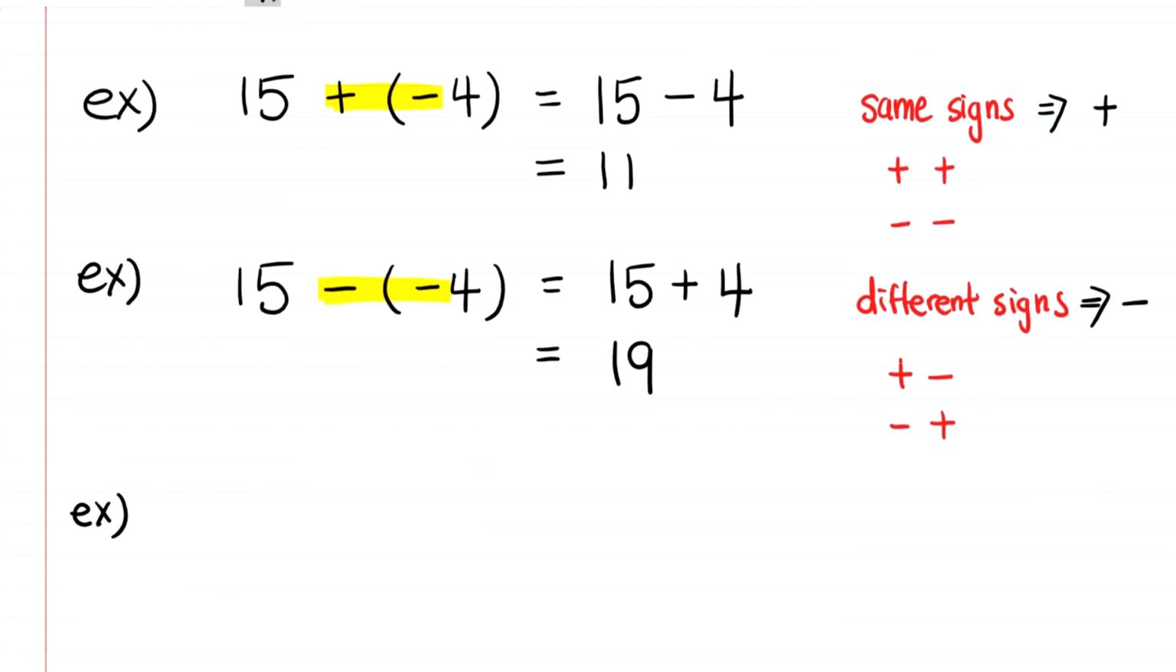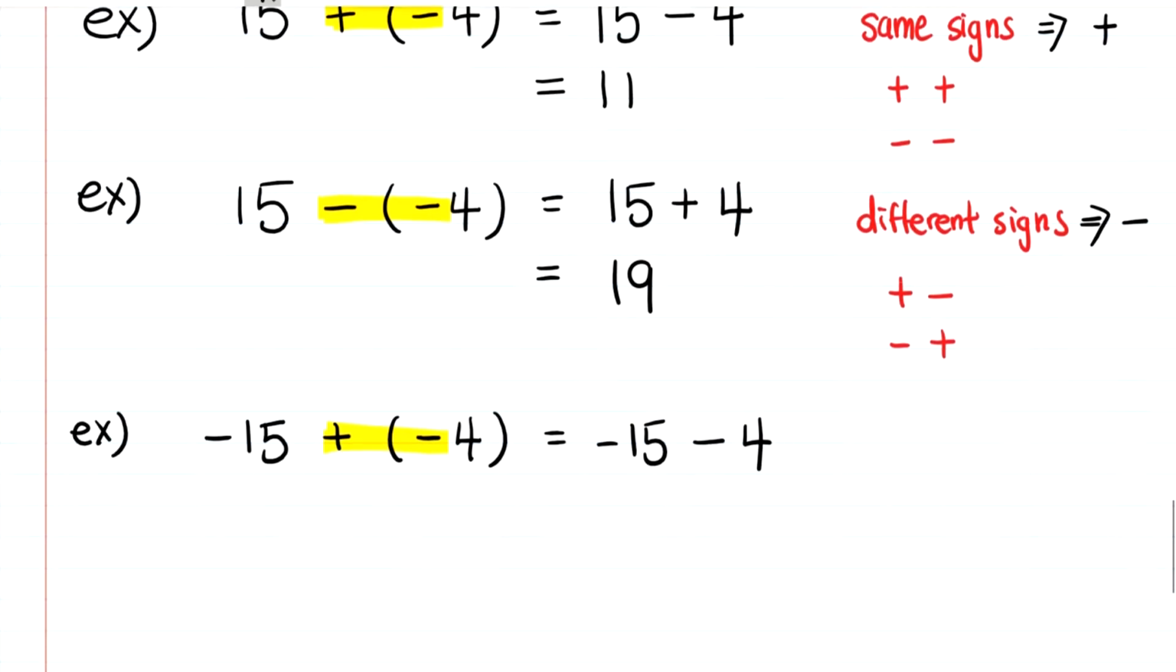Let's try it with both negative. Okay, so this time negative 15 plus negative 4. Let's simplify, or get rid of the brackets, by simplifying the two signs. So it will be negative 15 plus and minus. There are different signs, so that will turn into minus 4.